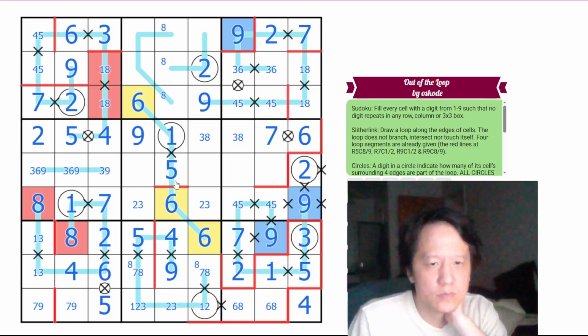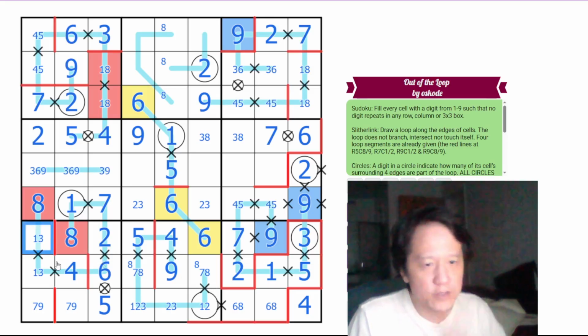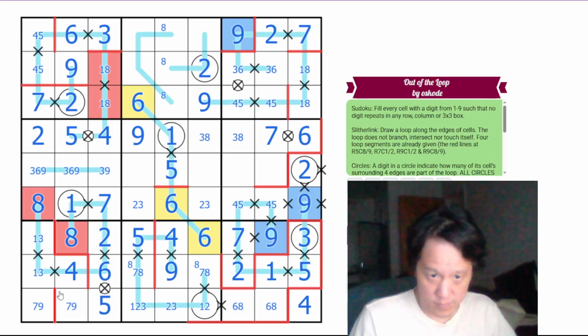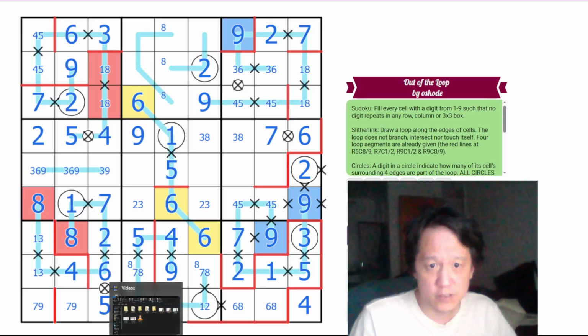We have to go here. Okay, we cannot have a border here. We do have to have a border here. This slither link cannot go here or here, so it must go here. We don't know about this. Could go either of these directions.